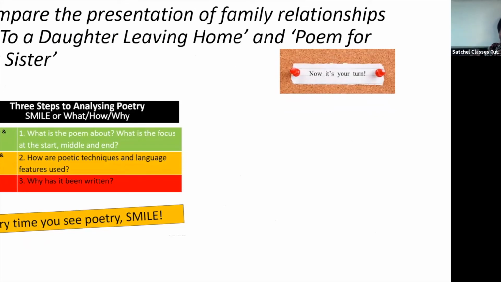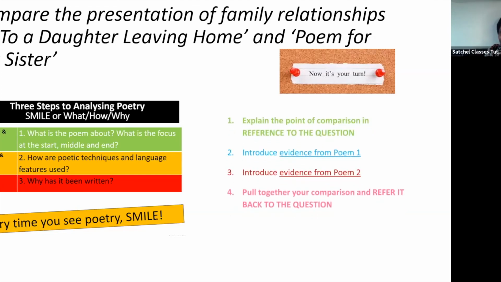You will compare what first. You'll compare what the poems are about, what is at the beginning, what is at the middle, what is at the end. You'll look at the structure. You'll think about the perspective. So what narrative perspective is there, and what is the poem saying about family relationships? Then you'll look at the how. You'll compare the poetic techniques, you'll compare the language features, you'll write about the similarities and the differences, and then the why. Why has it been written? What's the overall effect and purpose for each poem?